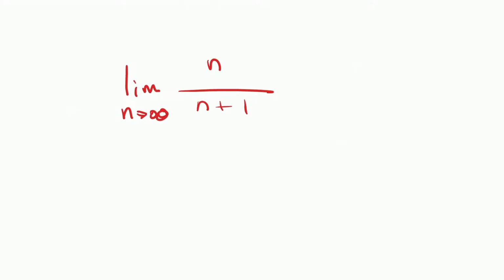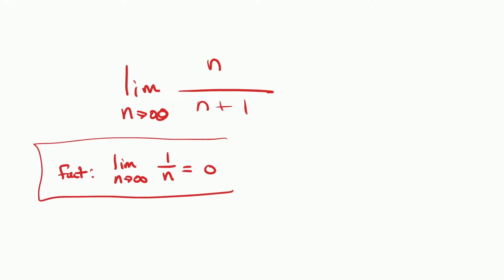But here's the literal, technical thing that's happening here. You're using this fact. You can call it a theorem if you want: the limit as n approaches infinity of 1 over n is equal to 0. So here's the little fact that we're using. We know that to be true. And that is the fact that you use each time you do a limit.